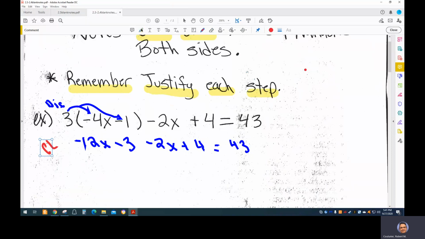We have to figure out, well, what are we going to combine? Well, look here. We have x's here. We have x's here. And then we have some nice constants over here. That's what we're going to be combining. So the yellows, let's put them together. We have a negative 14x. And we have a negative 3 and a positive 4 that gives us plus 1.